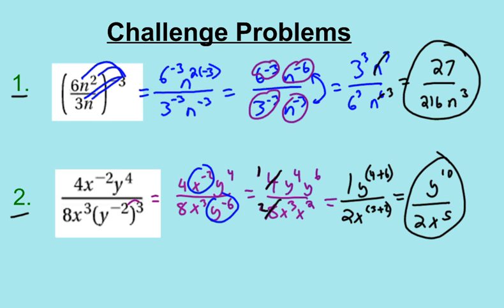On the bottom, it wasn't as many negatives, but I did switch a couple here. All right, and then that allowed me to combine the y's on the top and the x's on the bottom. But I also simplified the 4 over 8, because that would be reduced to 1 over 2. And then I end up getting y to the 10th over 2x to the 5th. So we went from all this to that smaller monomial.